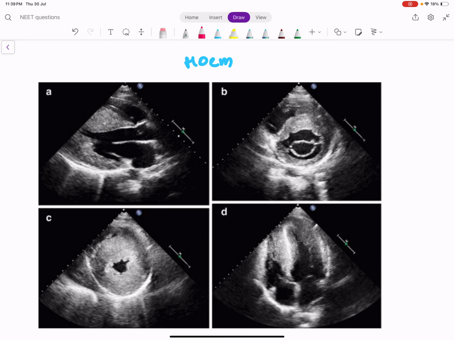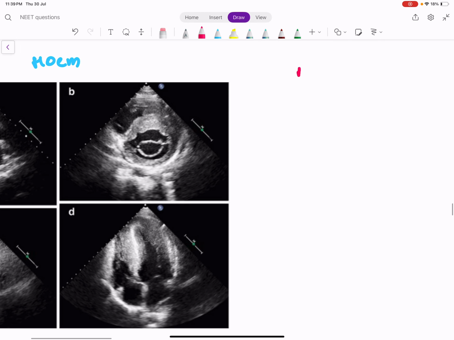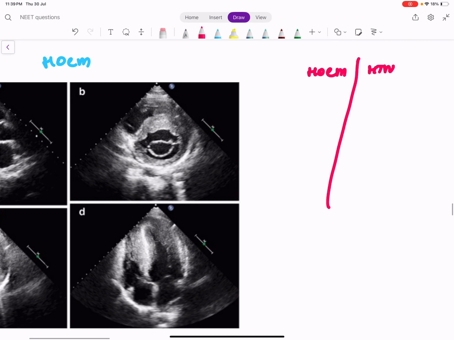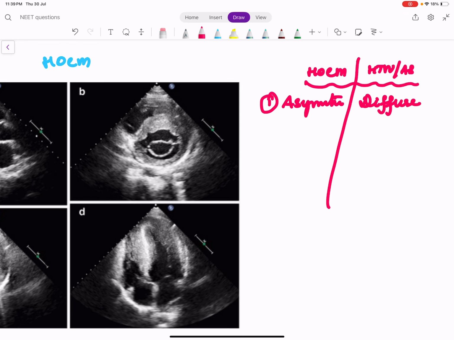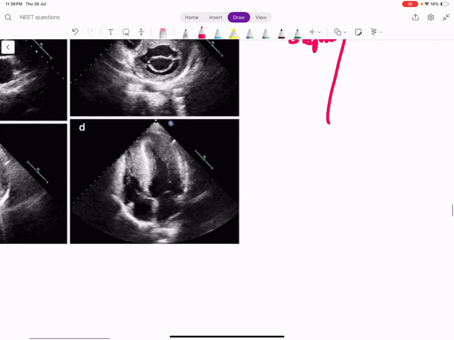So what is this disease? Hypertrophic obstructive cardiomyopathy. So how does hypertrophic obstructive cardiomyopathy differ from other conditions like hypertension or AS? Everywhere there is hypertrophy, but in hypertension or AS there is a diffuse hypertrophy, the entire wall including the apex hypertrophies. In hypertrophic obstructive cardiomyopathy, we have asymmetrical septal hypertrophy. Like here, see the apex is not hypertrophic, only the septum is more hypertrophic.